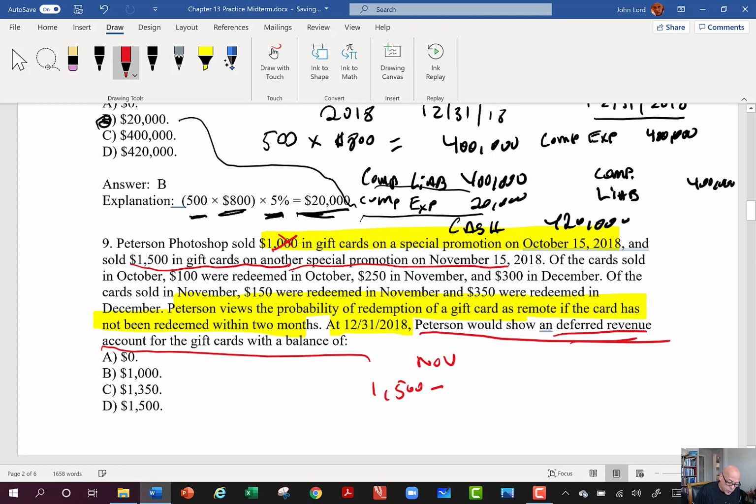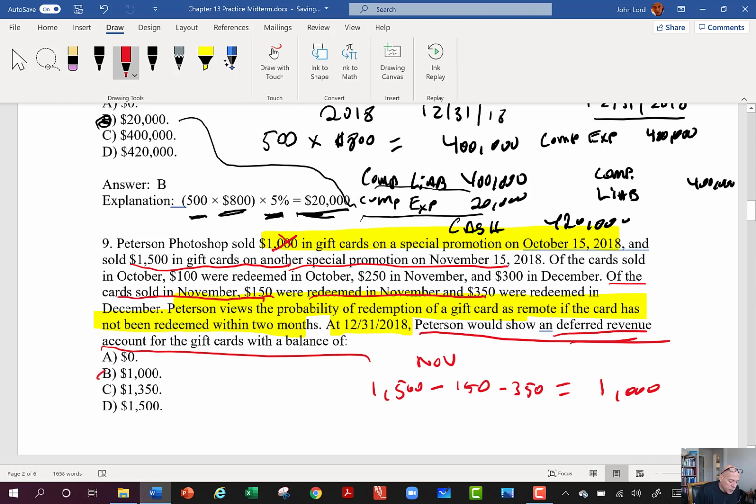And then I need to look to see what's already been redeemed. So we say, of the cards sold in November, those aren't going to become remote until what? December 15th, January 15th. There was 150 that came in on those, and then another 350 that came in on those. That means there's still 1,000 out there where the chance of being redeemed does not become remote until January 15th of the next year.